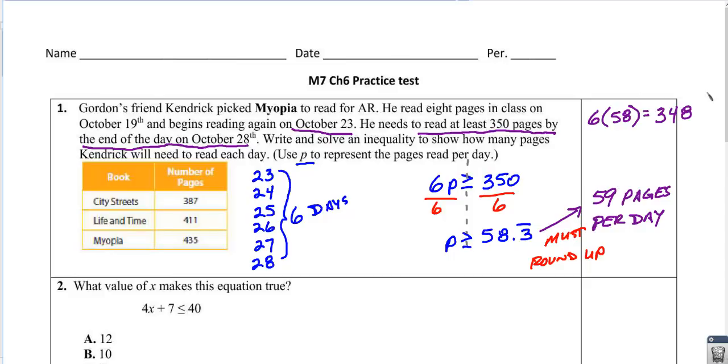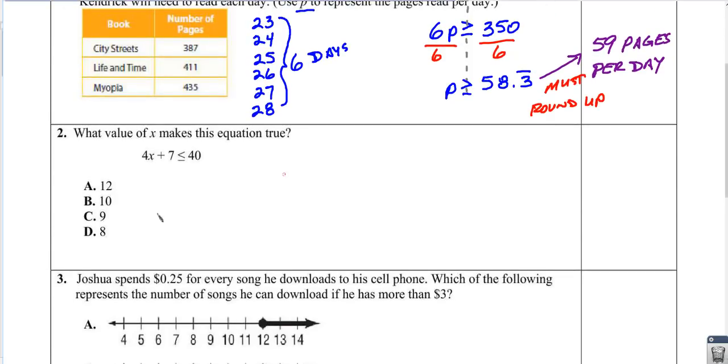All right, number 2. What value of x makes this, and this should be the word inequality, not equation, but what value of x makes this inequality true? So once again, make sure we do the same thing to both sides. We're going to take 7 away from both sides. Adding 7, subtracting 7, that cancels out. So we have 4x less than or equal to 33.